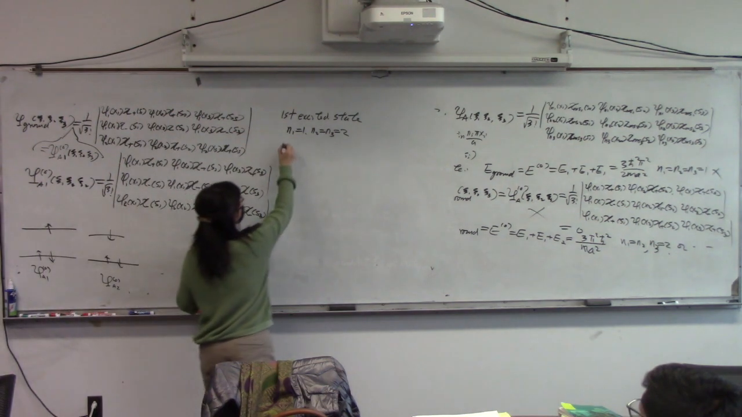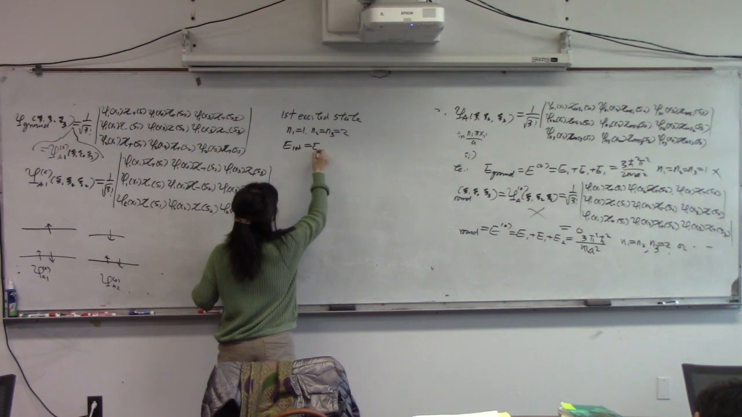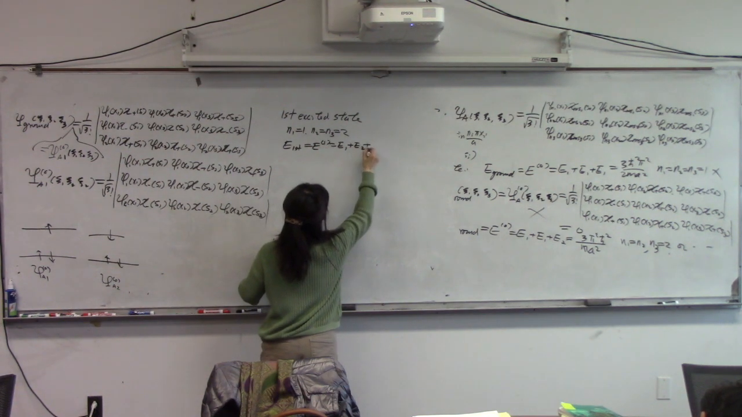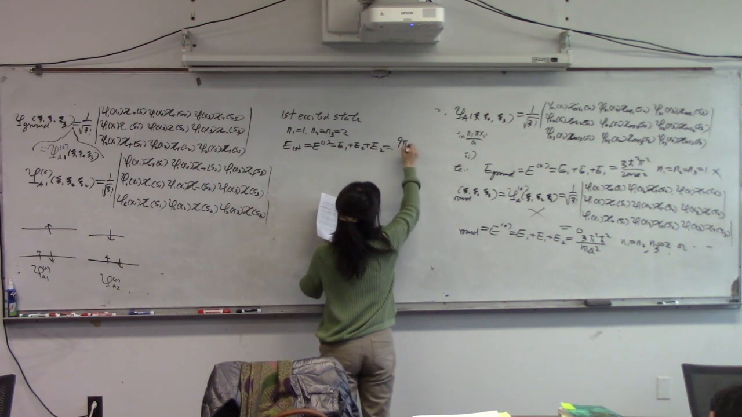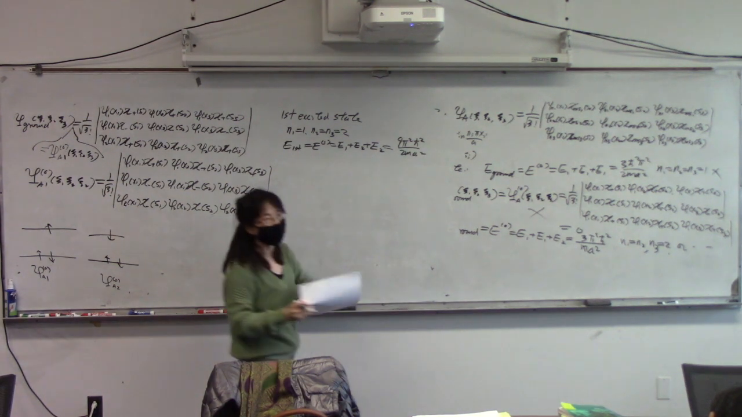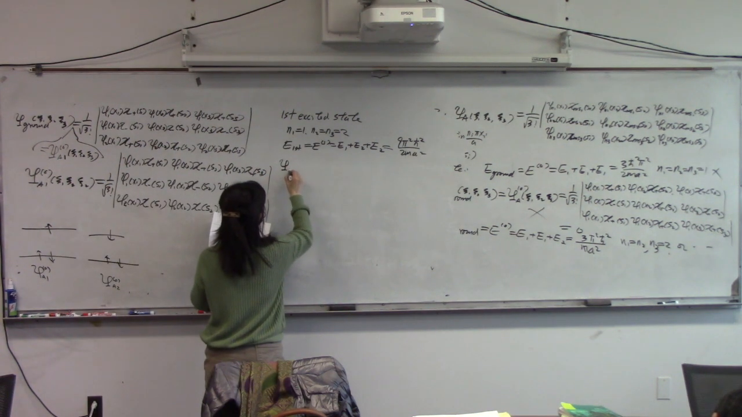Okay, so E, I use this, that is E1 plus E2 plus E2. That is 9 pi squared, plus 4, 2, and 4 plus 1, right? 9. Okay, states. So states here.